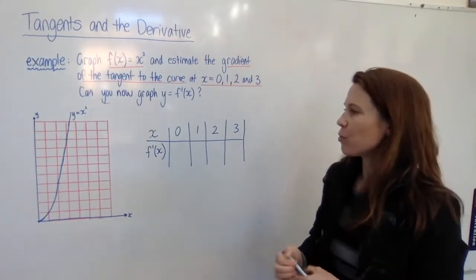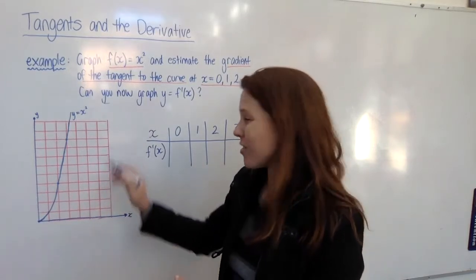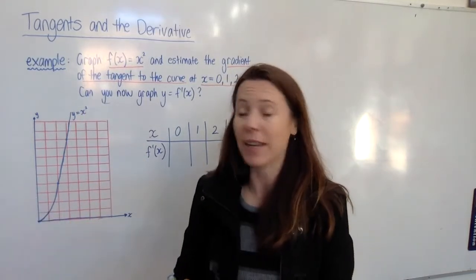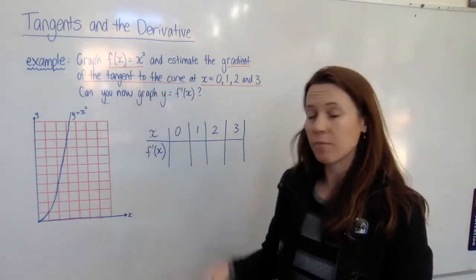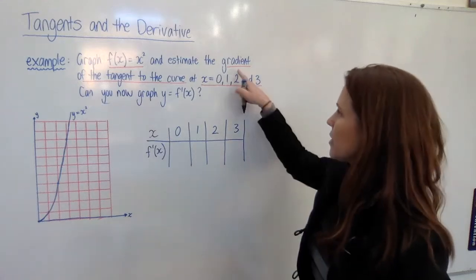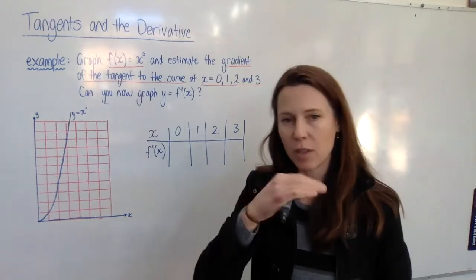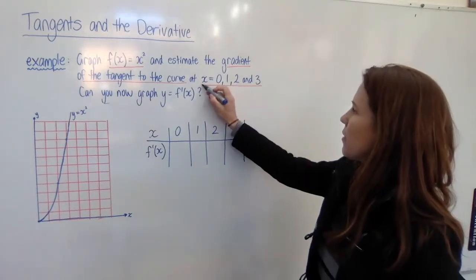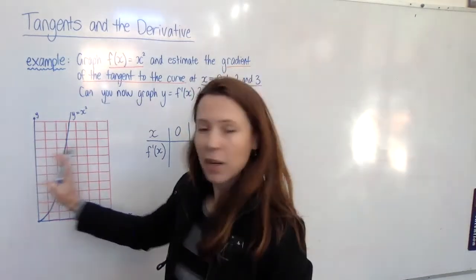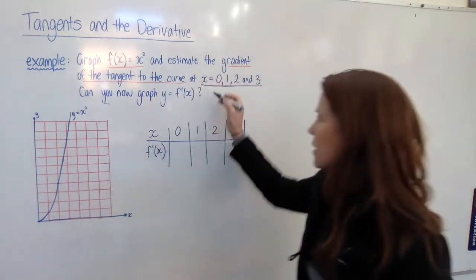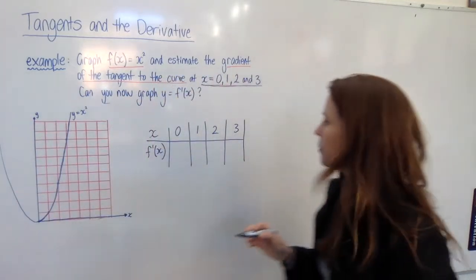Okay, let's have a look at an example. Now, I've drawn up a bit of grid paper here on the board. It's not been measured though, so it's not exact, and I've drawn a graph freehand. Now, our example says graph f of x equals x squared, same thing as y equals x squared, and estimate the gradient of the tangent to the curve, so the tangent is that line that just touches the curve, at these points, x equals 0, 1, 2, and 3. Now, I've only drawn the right-hand arm of this parabola because I'm only investigating these points, but clearly I could have drawn the entire parabola and had it going up the other side like that.